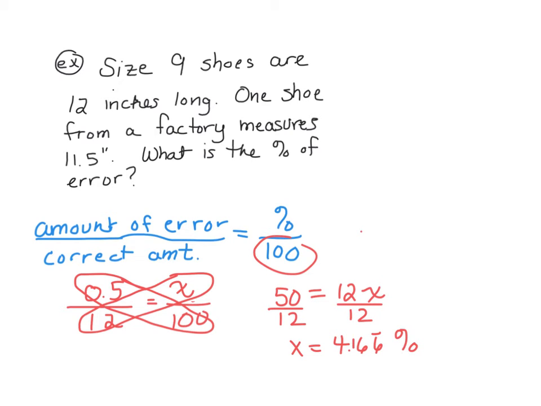So if you have to get rid of any shoe that's more than 1% away from your 12 inches, we would have to reject this shoe as being not a size 9 shoe. So something happened in the manufacturing of that shoe, we got to get rid of it. Okay, so that's percent error, and it's important. It's an important idea if you're manufacturing or trying to sell anything.